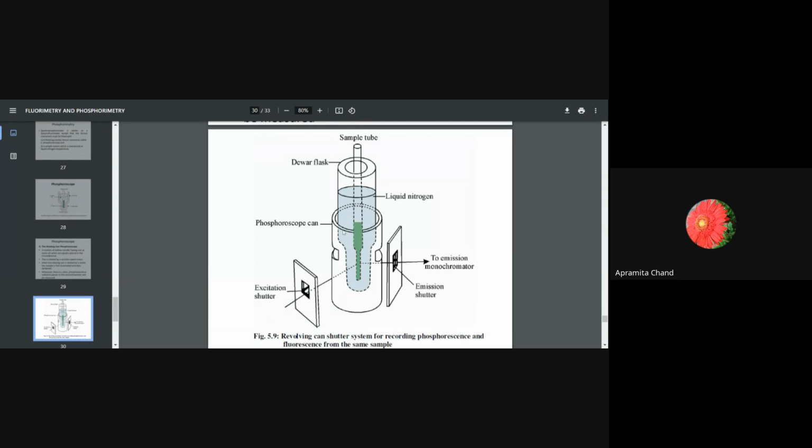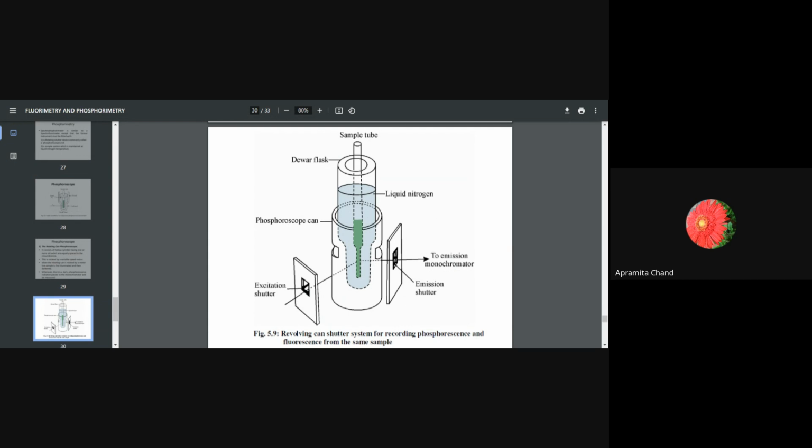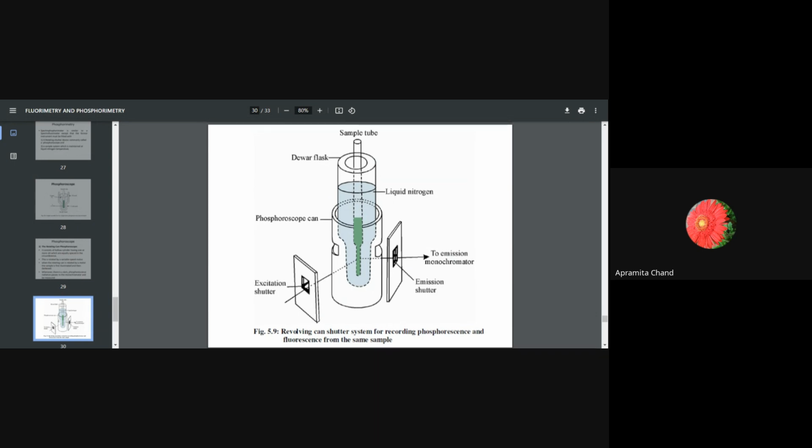You can see that the phosphoroscope is here and the entire thing is rotated through a phosphoroscope can. This is the excitation shutter, and whenever the emission is detected, it passes to the monochromator. This is the emission shutter. So this is how the recording system for phosphorimeters works.